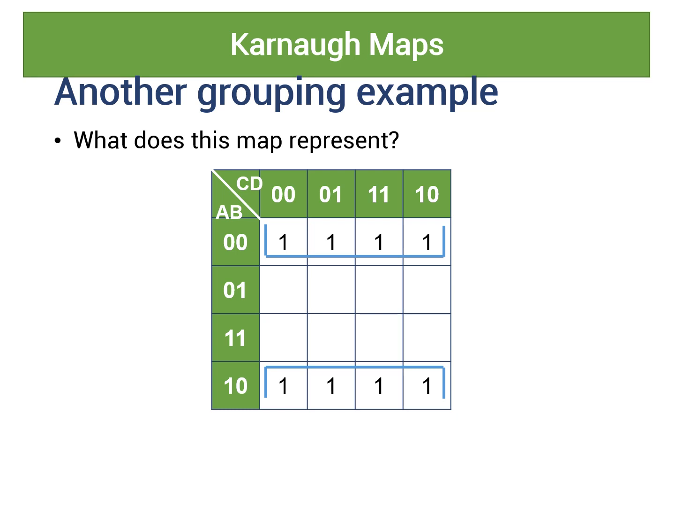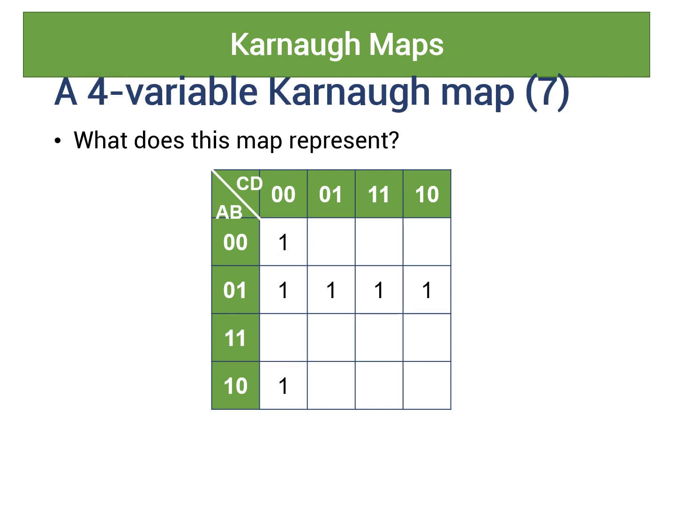We've now got 4 inputs, A, B and C and D. Hopefully you figured out this is not B. Here's another example. What does this map represent? Pause the video and see if you can figure it out.